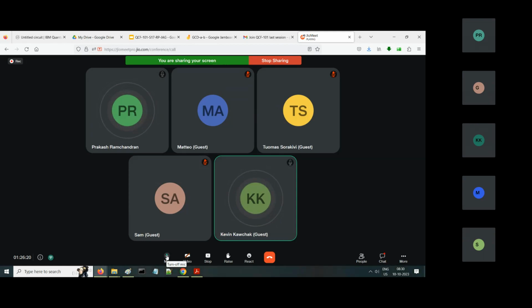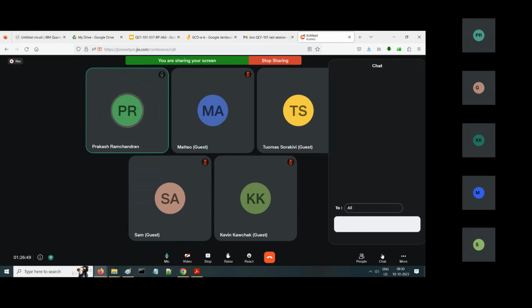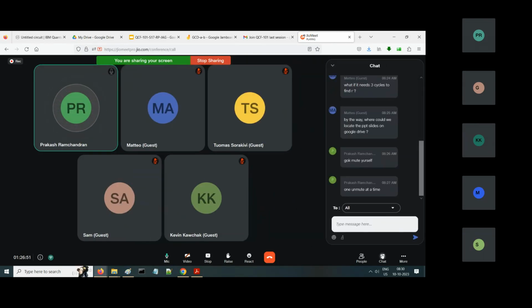Can I request Matthew to please unmute and maybe give feedback? Is Matthew around? Or may I request Sam? Anyone want to unmute? Or you can put it in the chat window.